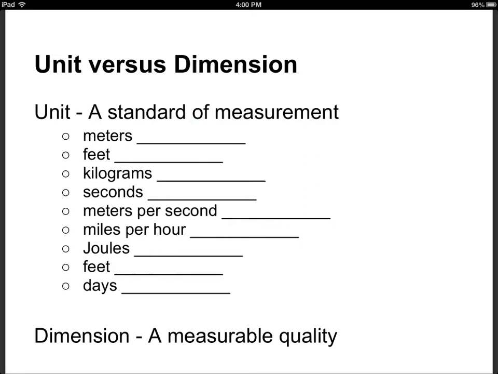Alright, so a unit is a standard of measurement. When you typically think of units, you might think about things like meters, kilograms, seconds, days, whereas a dimension is a measurable quantity, so something that you're measuring. So for instance, meters is a unit, but it measures the dimension of length. Kilograms is a unit, but it measures the dimension of mass. So a unit is a standard of measurement, whereas a dimension is that quality that is actually being measured.